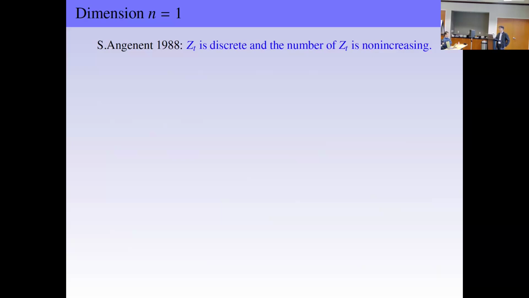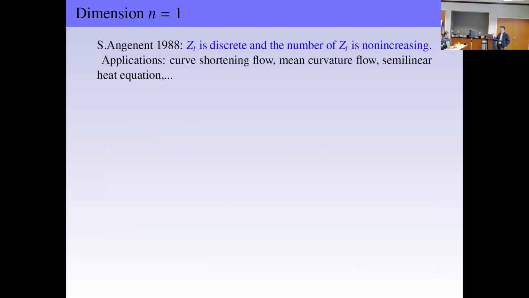It was proved by Angenent that at each time slice, the nodal set is a discrete set, and the number of points in this set is not increasing. So actually, this result has many applications. It applies to curve shortening flow, mean curvature flow, the semilinear heat equation, and many other cases.